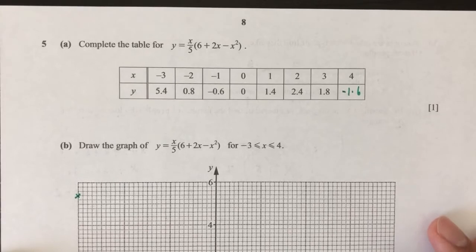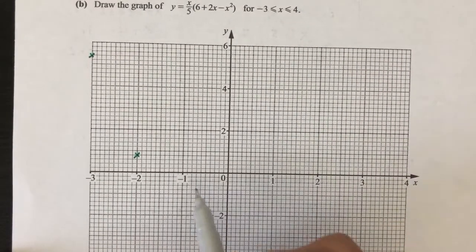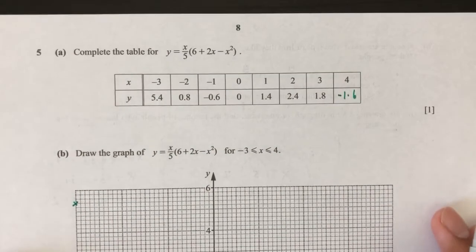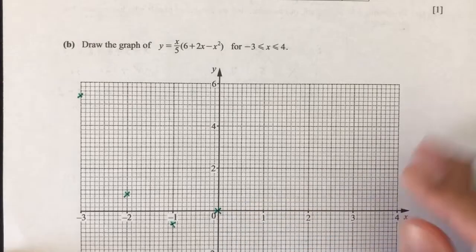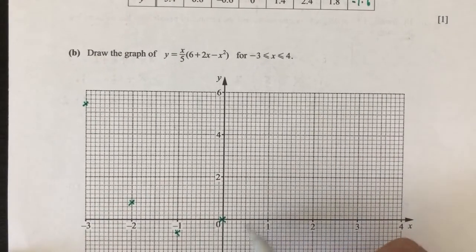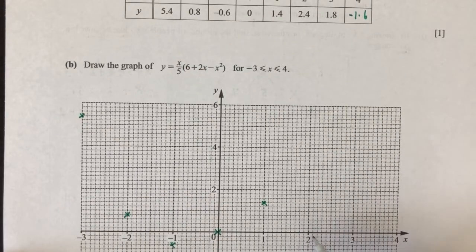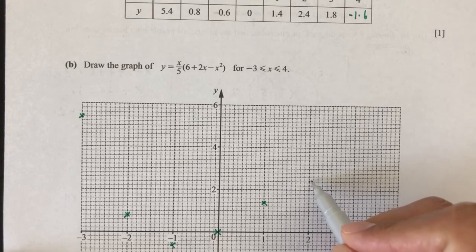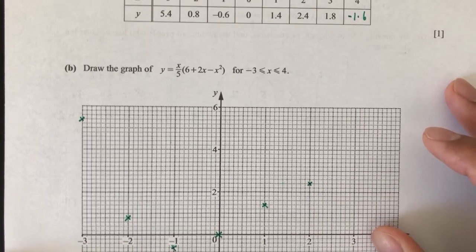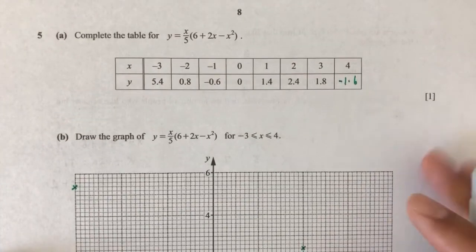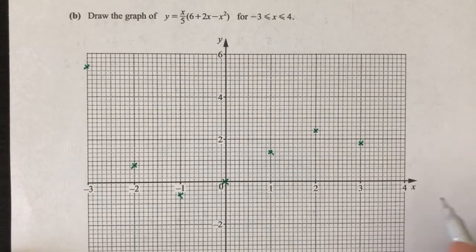And next one is minus 1, minus 0.6. Minus 1, minus 0.6 will be here. And we have 0, 0. And we have 1, 1.4 here. 2, 2.4 will be here. And we have 3, 1.8. So 3, 1.8 will be this one. And the last one is 4, minus 1.6. 4, minus 1.6 will be here.